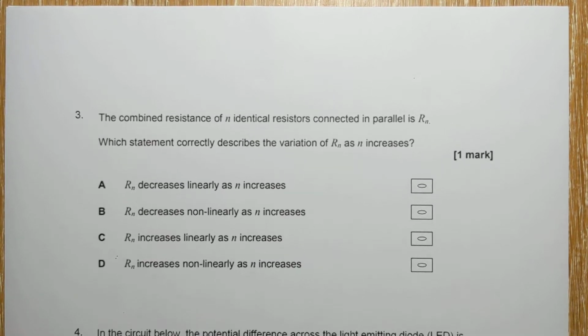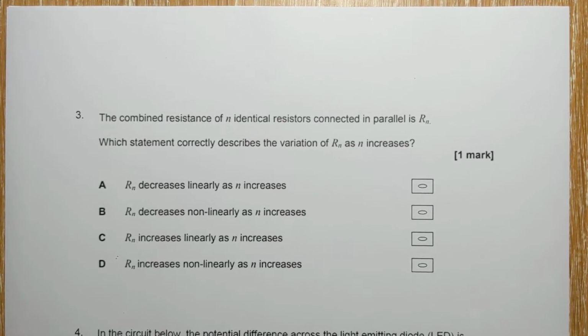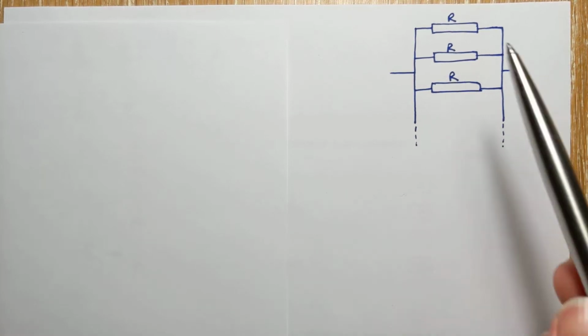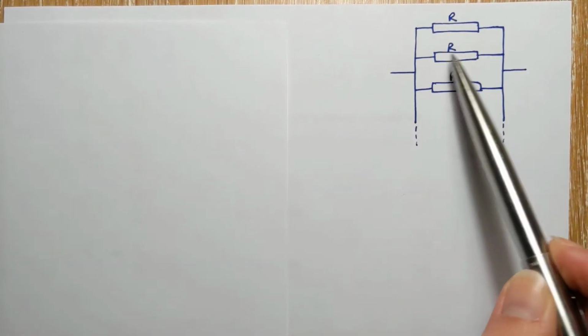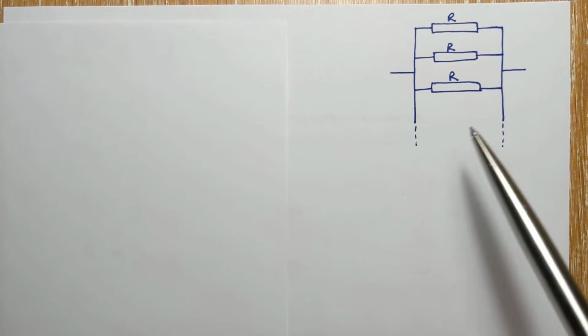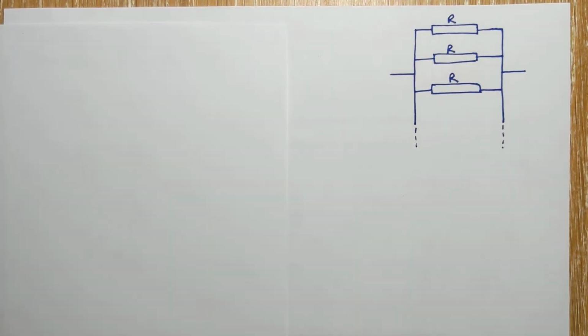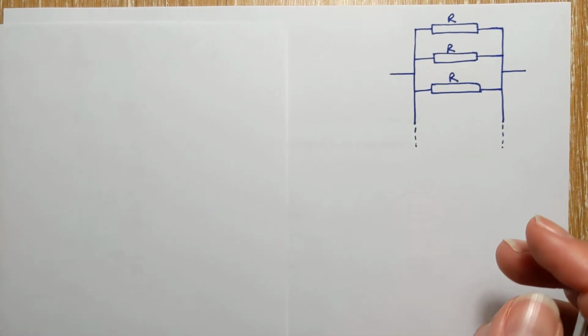Upping the difficulty a little bit with question 3, here is a slightly unusual combining resistors question. In this question we are combining identical resistors in parallel, and it says we've got n of them, so 1, 2, 3 and so on up to n, whatever that might be.